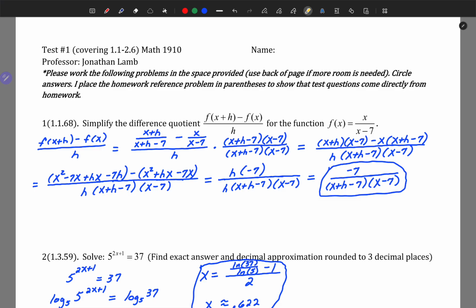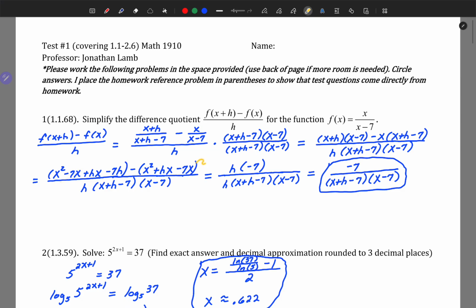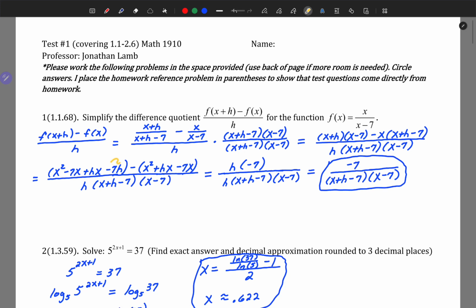Now, my goal in this problem is to cancel out an h. You'll be able to get to that goal if you simplify the terms in the numerator. You'll always have terms that cancel out. Notice x squared minus x squared, hx minus hx, minus 7x minus a negative 7x. All of those cancel. So the only term I had left was minus 7h here.